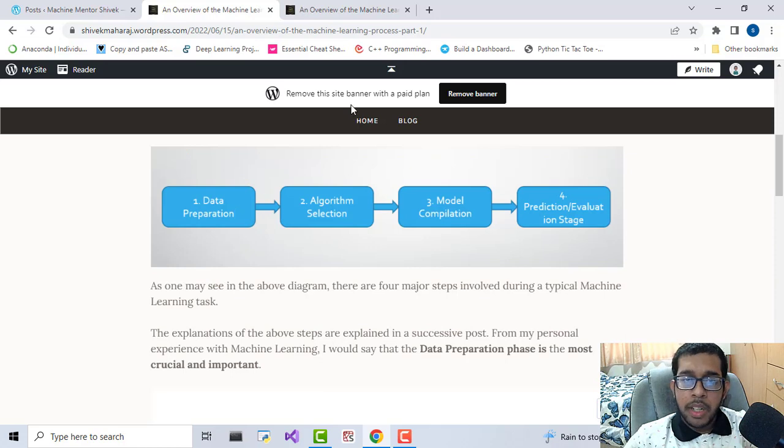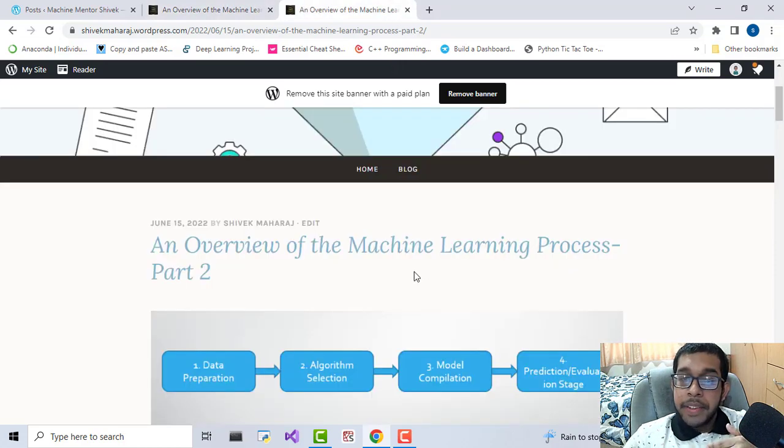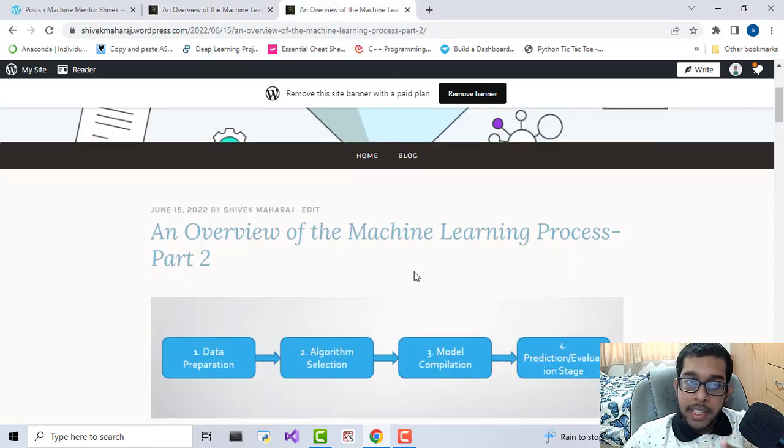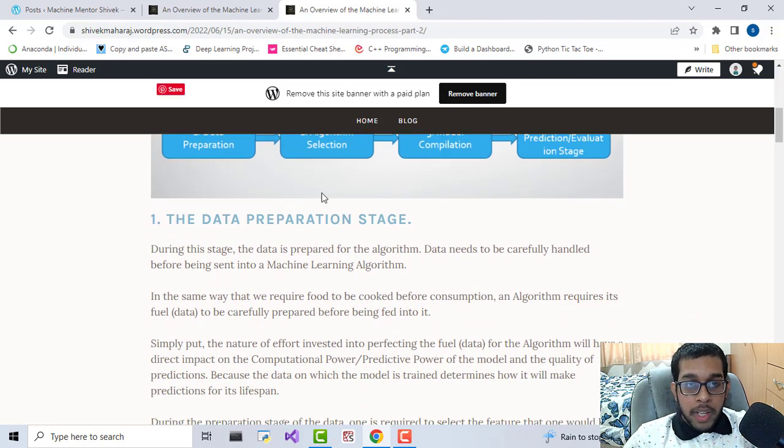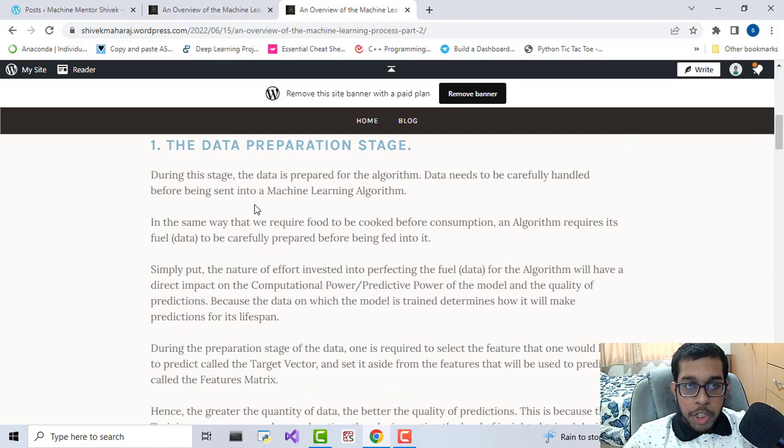So let us actually look at the explanation of these steps themselves. This will enable us to understand the machine learning process on a much higher level. So let's get to it. For number 1, we have the data preparation stage. During this stage, the data is prepared for the algorithm.